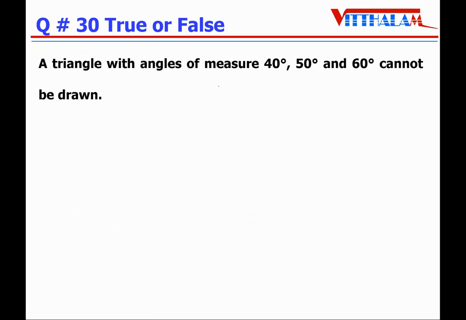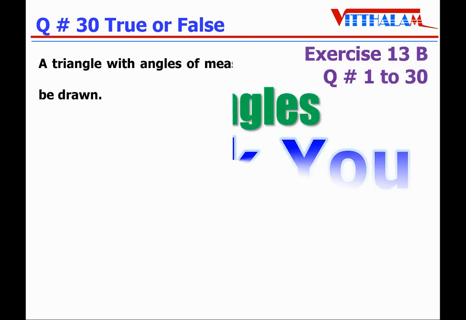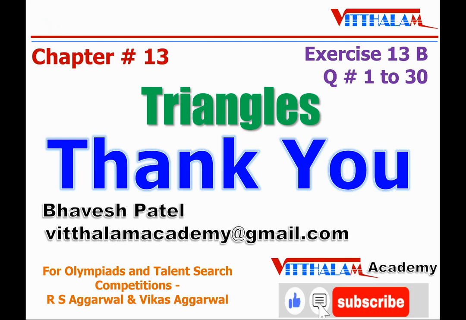A triangle with angles of measures 40 degree, 50 degree, 60 degree cannot be drawn. If you add up, it is 150 degree only. Therefore, it can't be drawn. So, the statement is true. The sum has to be 180. This is not equal. Therefore, we can't draw. So the statement is true. So that's all about the solutions of questions number 1 to 30, exercise 13B, chapter number 13, Triangles of Olympiads and Talent Search Competitions, book by R.S.